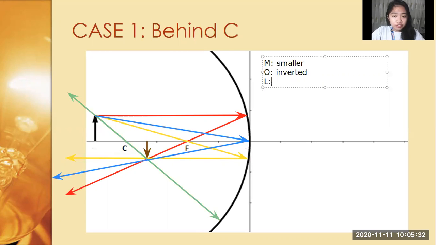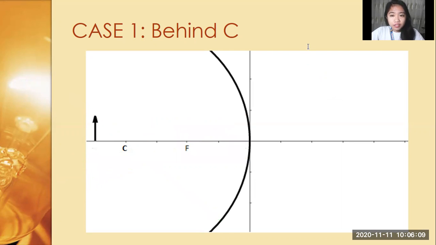For the location, it is between the points C and F. And for the type of image, since the actual reflected rays are the ones that intersect, then it is a real image. Okay, so this is for case number 1 for concave mirrors when the object is found behind the center of curvature. Okay, now let us proceed to the second case.